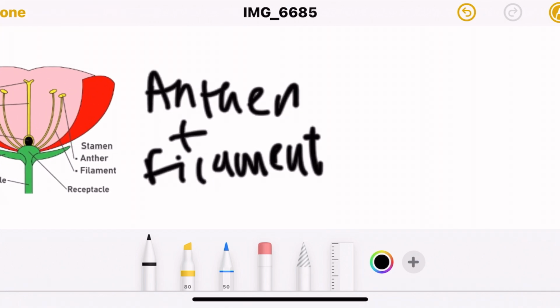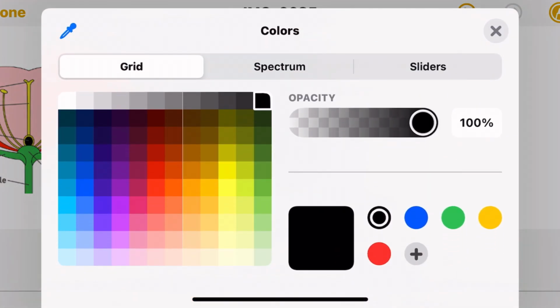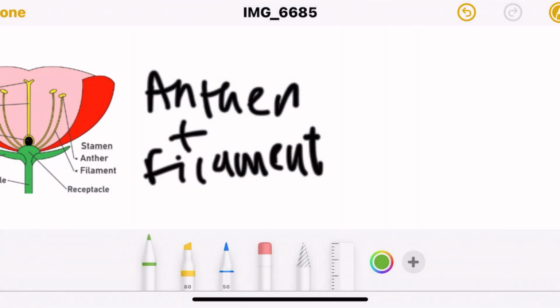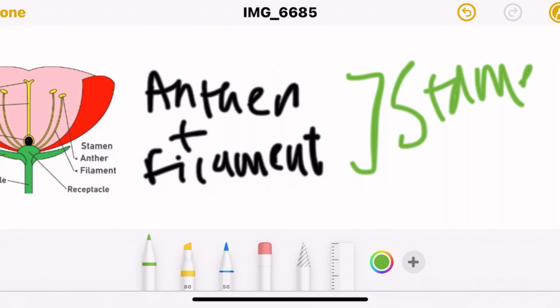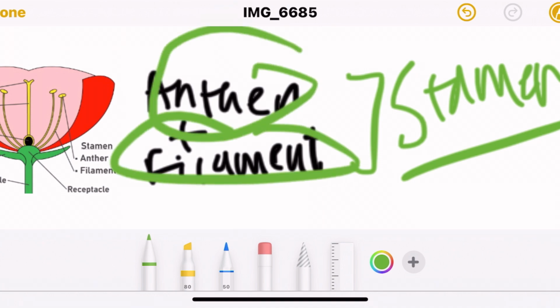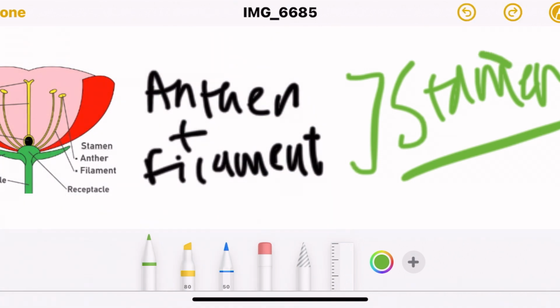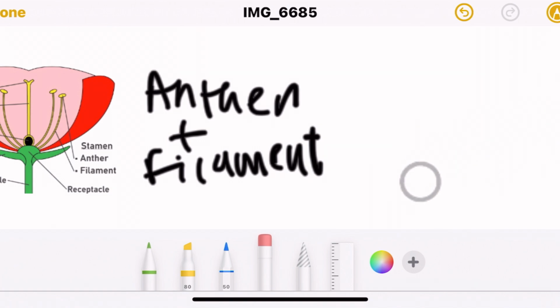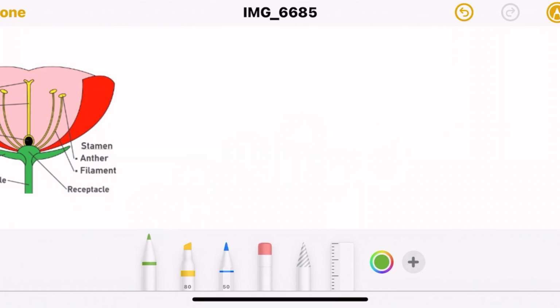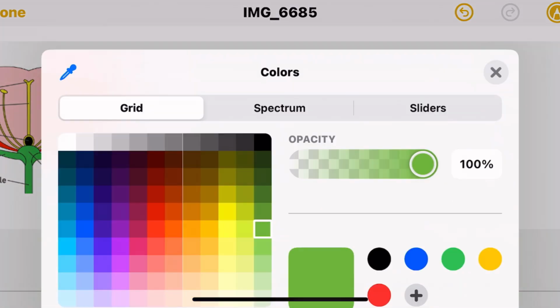And these, when joined together, in a collective term, anther plus filament, is known as stamen. So what is stamen? Stamen is anther plus filament. So what is anther and what is filament and what's their function?